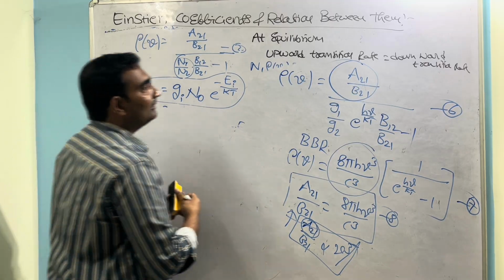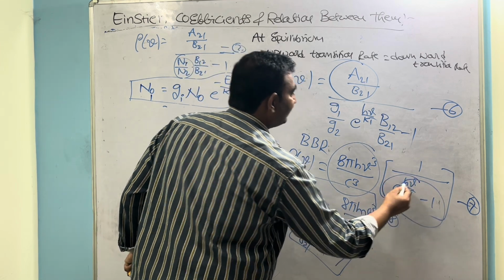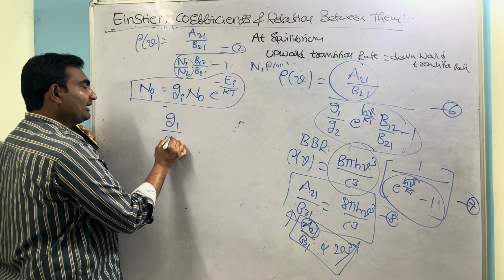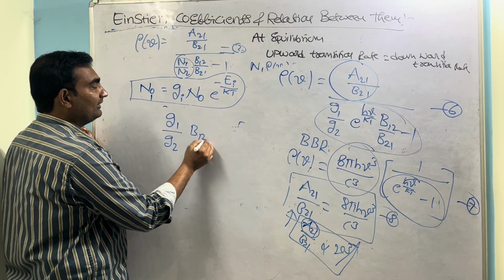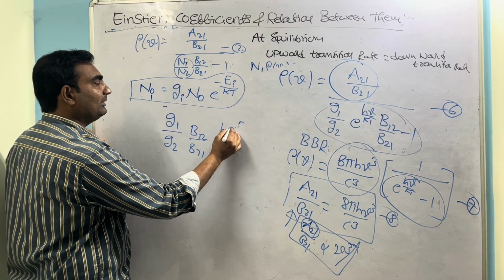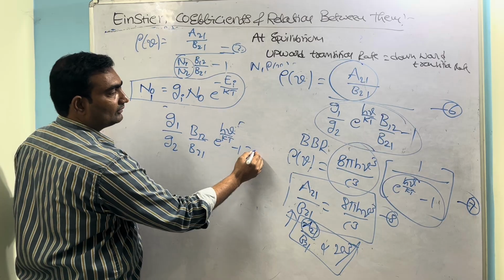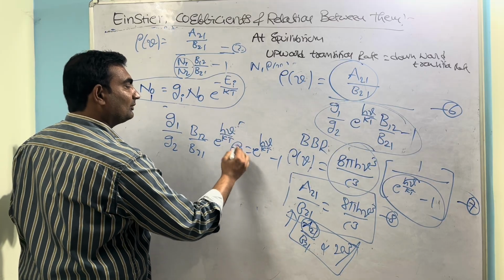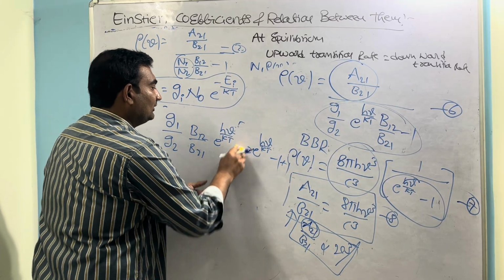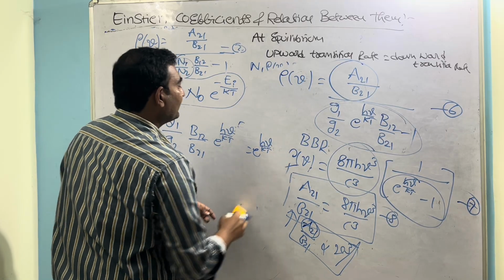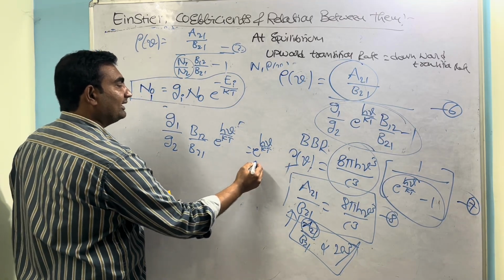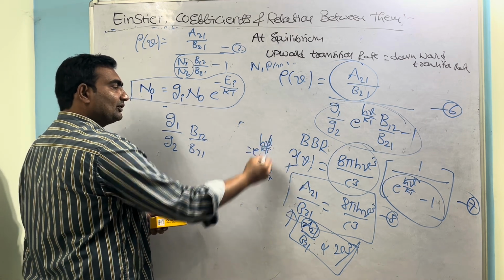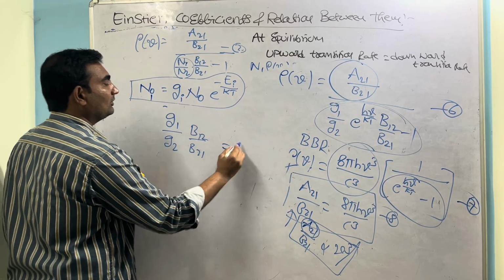The other conclusion is by comparing the denominators. This is the denominator of this equation, and this is the denominator of this equation. So G1 by G2 into B12 by B21 into e power h nu by kT minus 1 equals e power h nu by kT minus 1. If this minus 1 is brought to the opposite side, it becomes plus 1, so minus 1 plus 1 cancels out. Then the same values cancel out, so this value equals 1.